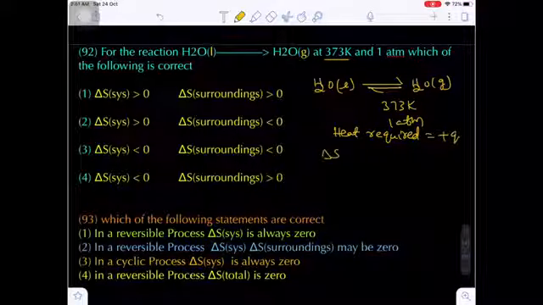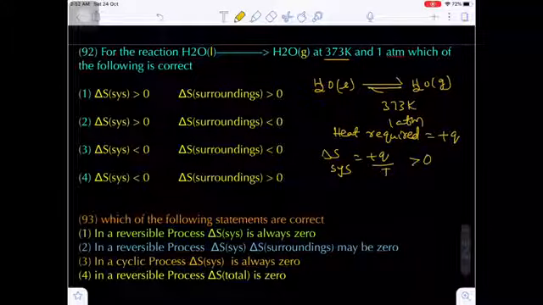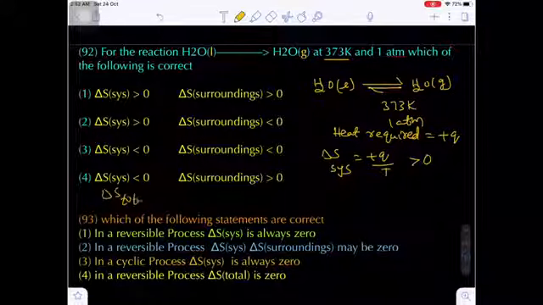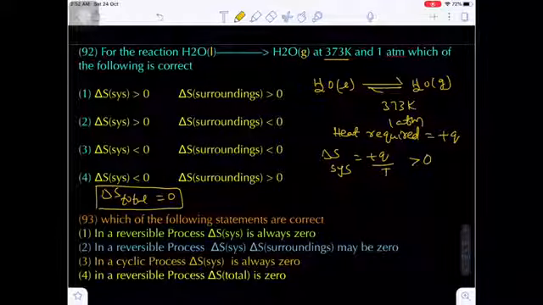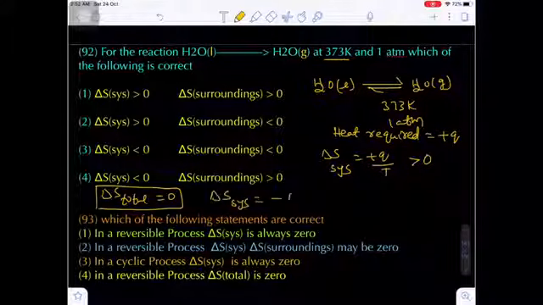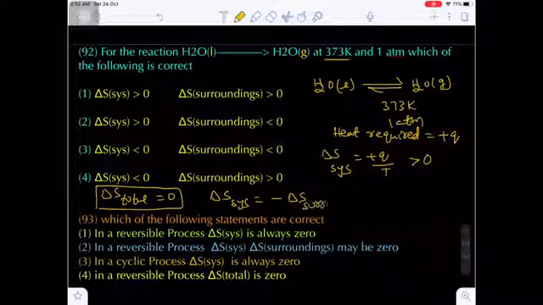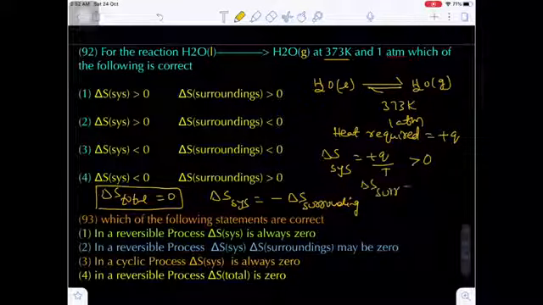That means delta S system will be plus Q by T, which will always be greater than 0. But it is a reversible process. In a reversible process, delta S total will be equal to 0. Yes or no? To make delta S total 0, delta S system will be equal to minus of delta S surrounding. So only then the total, delta S system plus surrounding, will be equal to 0. That means delta S surrounding should be equal to minus Q by T.